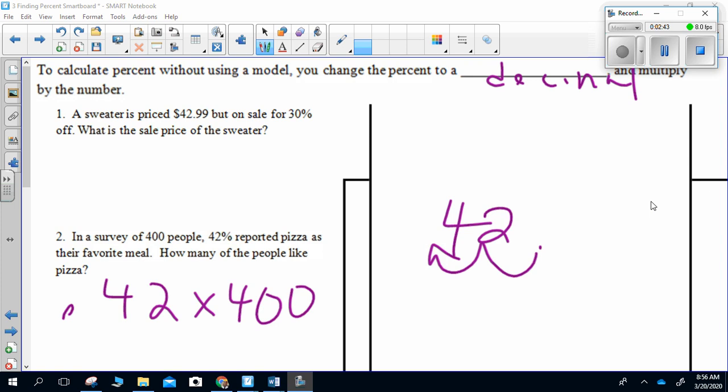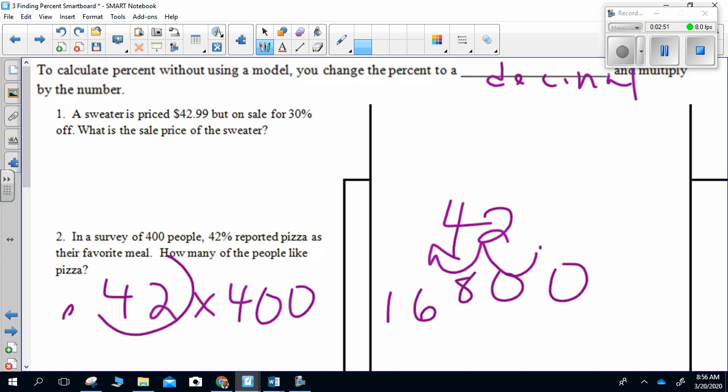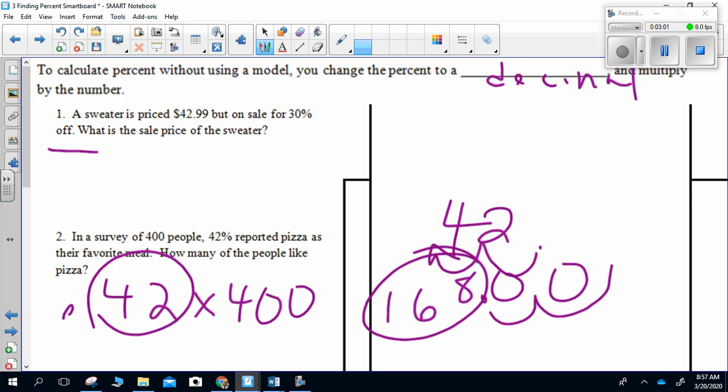I get 1.16800. I have 2 decimal places, so I move 2 decimal places, so my answer is 168. In the last question, I was asking you for the sale price, and it was 30% off. This is just saying how many. So my answer right here is the 168. I don't need to do anything with it. So 168 is my answer.